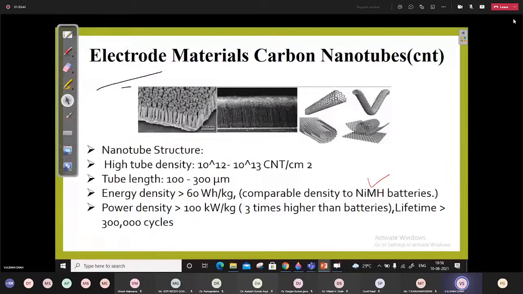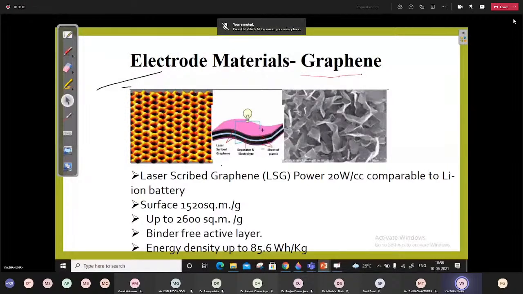Then the graphene materials have again opened up a new way to design the supercapacitor like a battery. Laser-scribed graphene power is 20 watt per cc, comparable to a lithium-ion battery. Surface area is 1520 square meter per gram, and it can go up to 2600 square meter per gram. A binder-free active layer is used, no binder is required, and energy density is up to 85.6 watt-hour per kg. They have reached up to this.